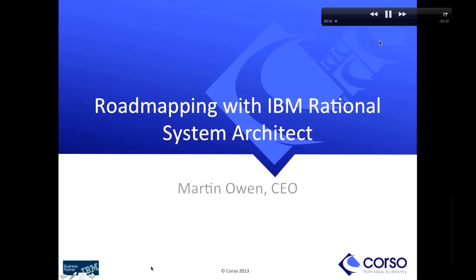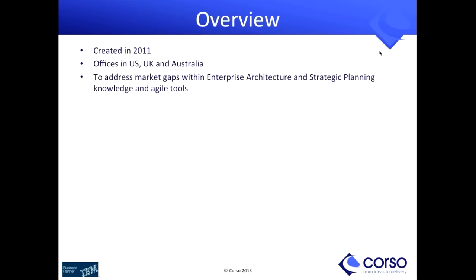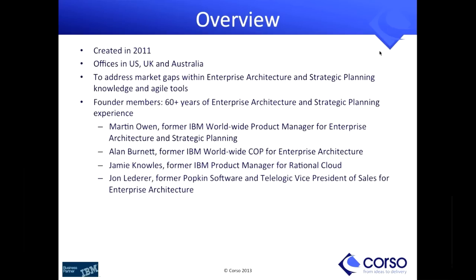Okay, so a little bit about Corso. We were created in 2011. We've got offices in the US, UK and Australia. We created the organisation to address gaps in enterprise architecture tooling and strategic planning tooling. So we're primarily a product company. We also support those products with consulting. We're an IBM business partner.